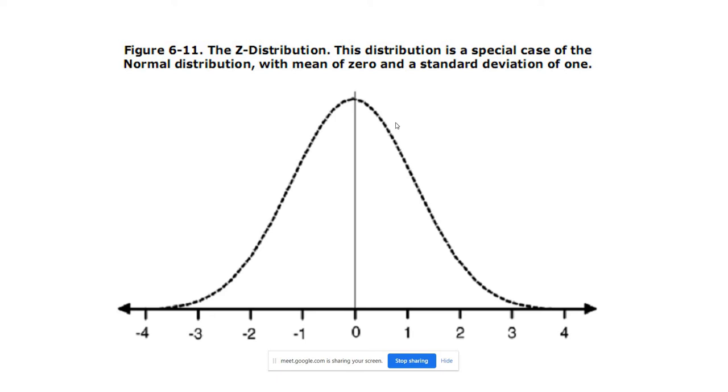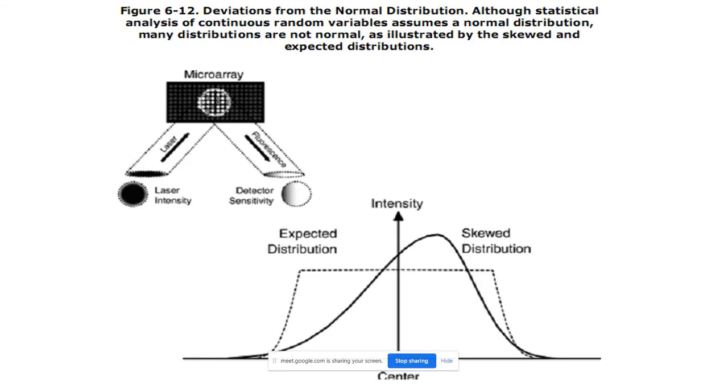So this is the normal distribution curve, you can see. It is bell shaped. If there is a deviation from this, we can detect the error. Now we see how different methods can be used. Statistical analysis of a continuous random variable assumes a normal distribution. Many distributions are not normal, they can be skewed.